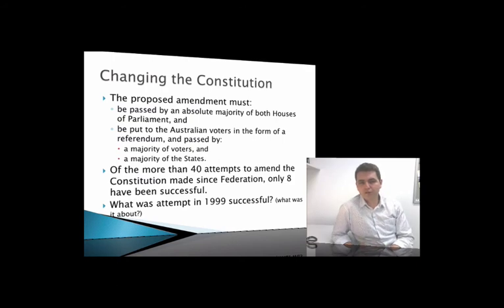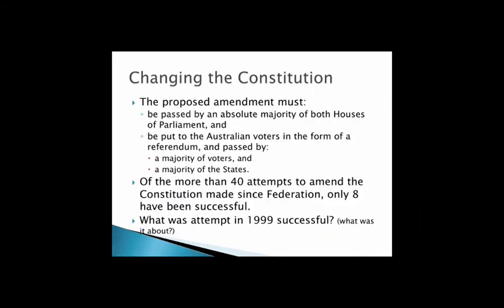If we wanted to change the Constitution, what would we do? Well, it's a little bit of a complicated process, as this slide sets out. What we'd have to do is get an absolute majority of both houses of Parliament. Then it has to go to all of the people in Australia, all the people who can vote. What you get is a referendum. And for that referendum to get up, you need a majority of all the people in Australia to vote yes, and a majority of people in a majority of the states to say yes.